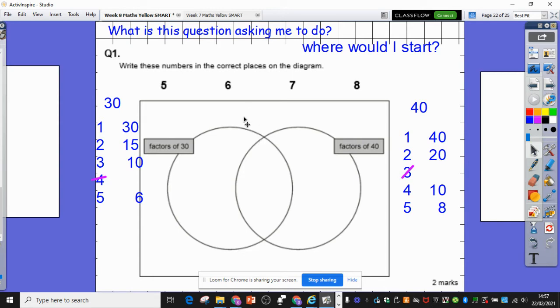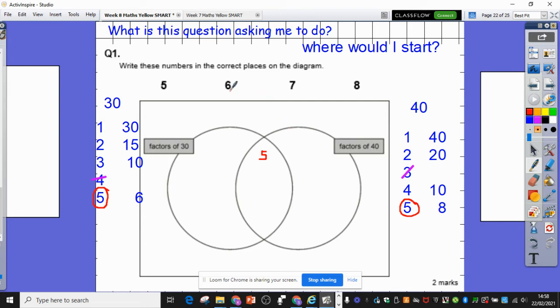I'm going to start and circle my common factors so that I know what my common factors are. Well, actually, no, I'm not going to do that. I'm going to do it a slightly different way. I'm going to look at 5. Is 5 a factor of 30? Yes, it is. Look, it's a factor of 30. Is 5 a factor of 40? Yes, it is. Now, we know how our Venn diagrams work, so I'm going to be putting 5 there, because it is a common factor of both of them.